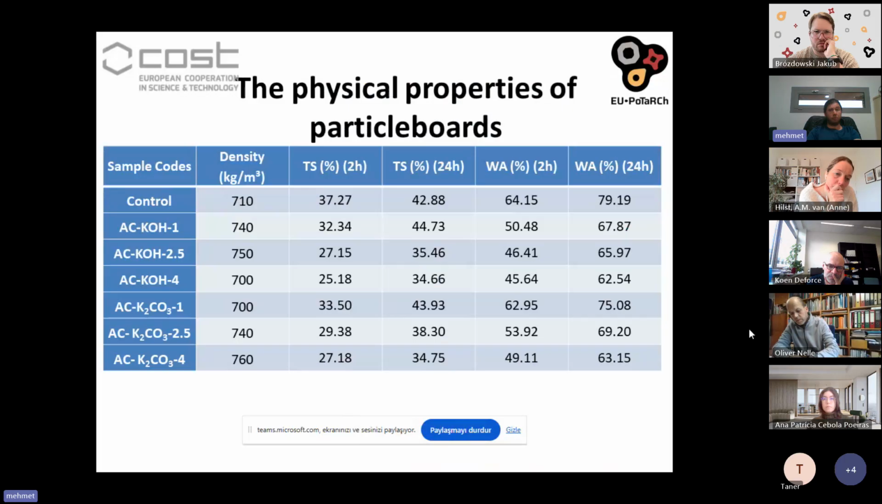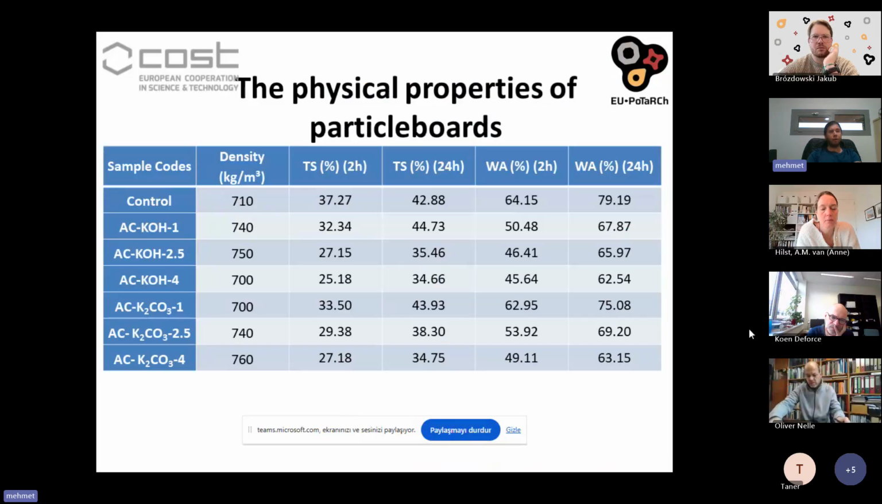Firstly, we look at the physical properties of particle board. The addition of activated carbon to the particle board enhanced thickness swelling and water absorption values compared to the control group. As the amount of activated carbon increased, the thickness swelling and water absorption values decreased.